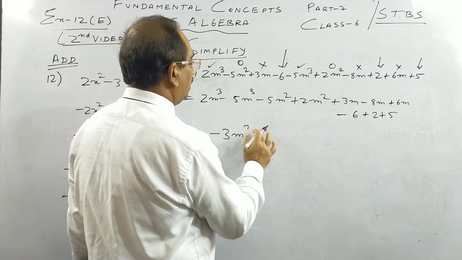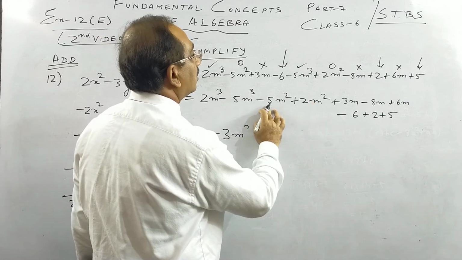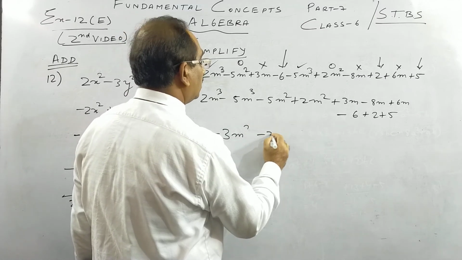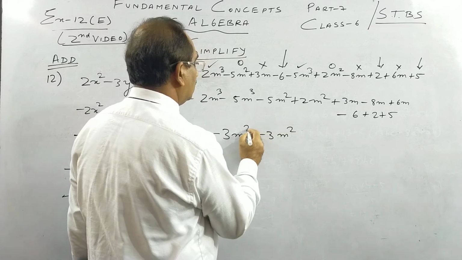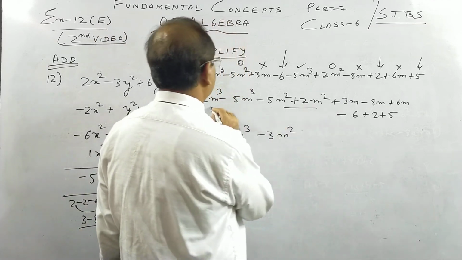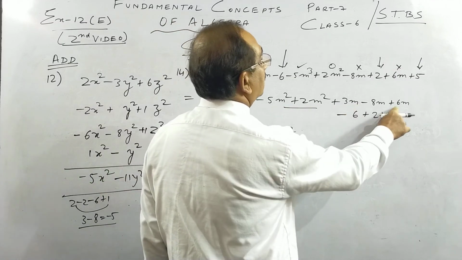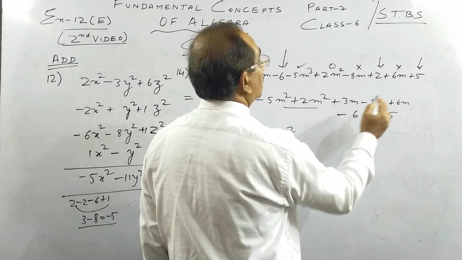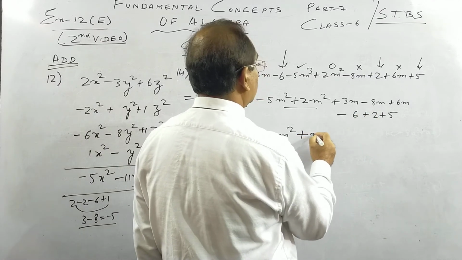So this will be cube minus m square. 5 plus 2 is minus 3m square. This, I told you, is cube. So these two also are like terms, 8 plus 6. You can write it in one step directly. You can do 3 plus 6, 9 minus 1 is m.